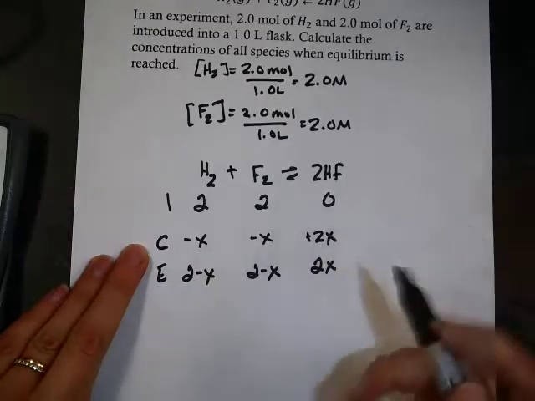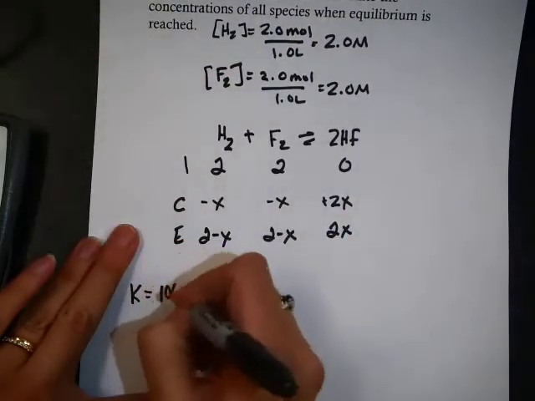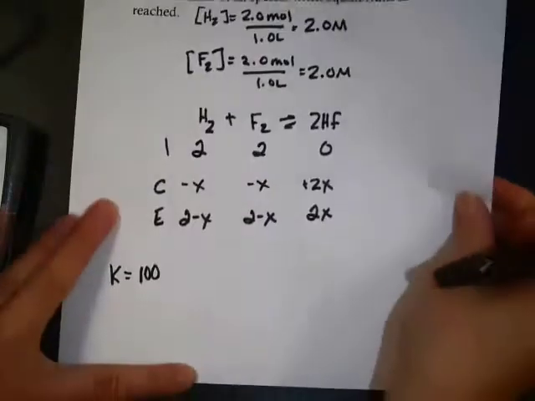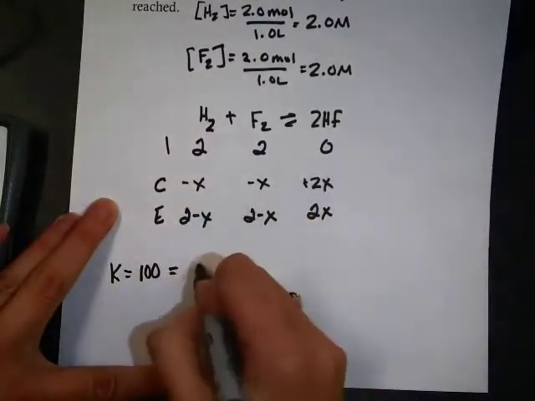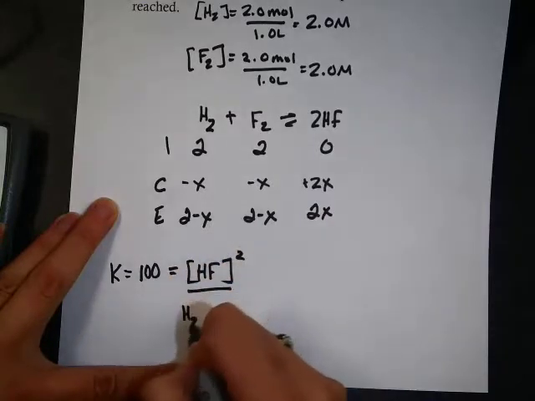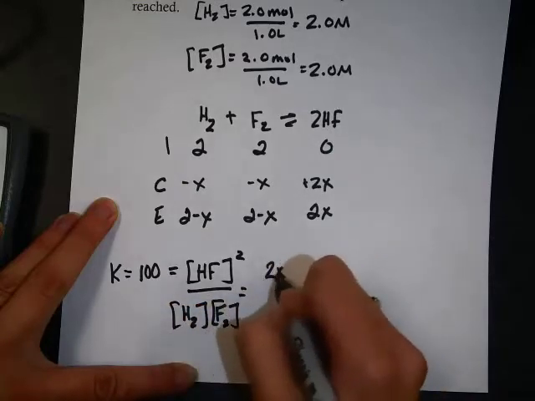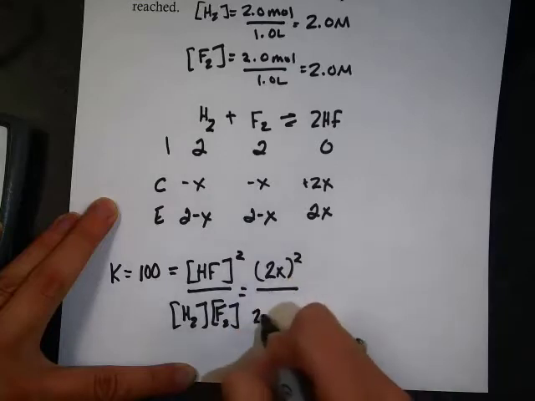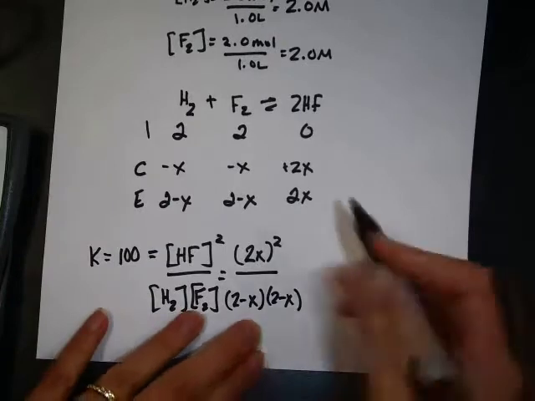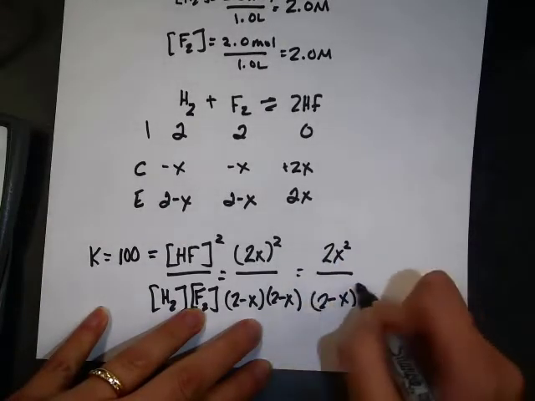All right, so now I can plug this into my K, and my K would be HF squared on top. Oh, and my K was 100 from the problem. Okay, so it's 100, and then it would be HF on top squared, and then H2 times F2 on the bottom. And that'd be 2x, the whole quantity squared, over 2 minus x and 2 minus x multiplied together. So I just want to rewrite that as a square, so 2 minus x on the bottom squared.